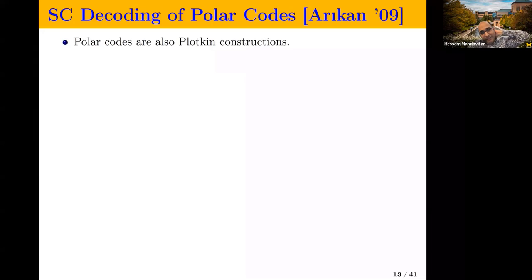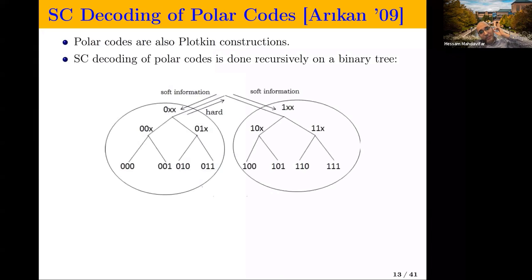The other thing is that polar codes are also Plotkin constructions. The binary tree representation is actually more regular, just a full binary tree. For example, if we represent indices by binary sequences, we can decode all the indices that start with a zero first, and then all the ones that start with a one next. Within each, again, we do the same recursively, passing the soft information down the tree and passing back the hard decisions to the top of the tree.